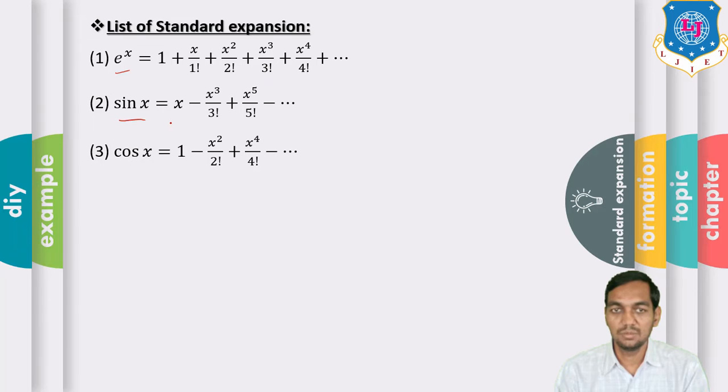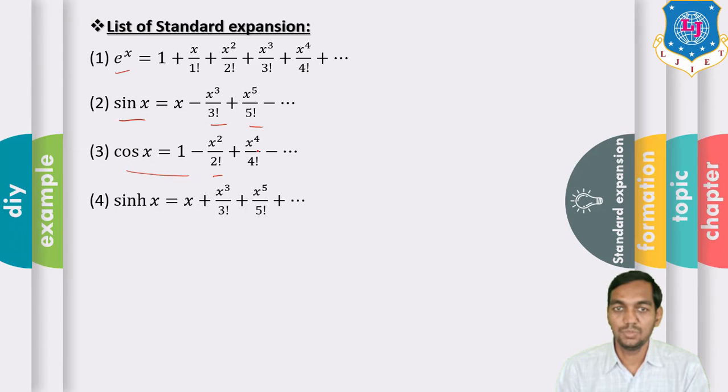Sine has odd power terms and an alternating series: x minus x cube by 3 factorial plus x raised to 5 by 5 factorial minus x raised to 7 by 7 factorial and so on. And cos has even power terms, so 1 minus x square by 2 factorial plus x raised to 4 by 4 factorial and so on. Simple sine and cos have an alternating series, and in hyperbolic, all terms are positive.